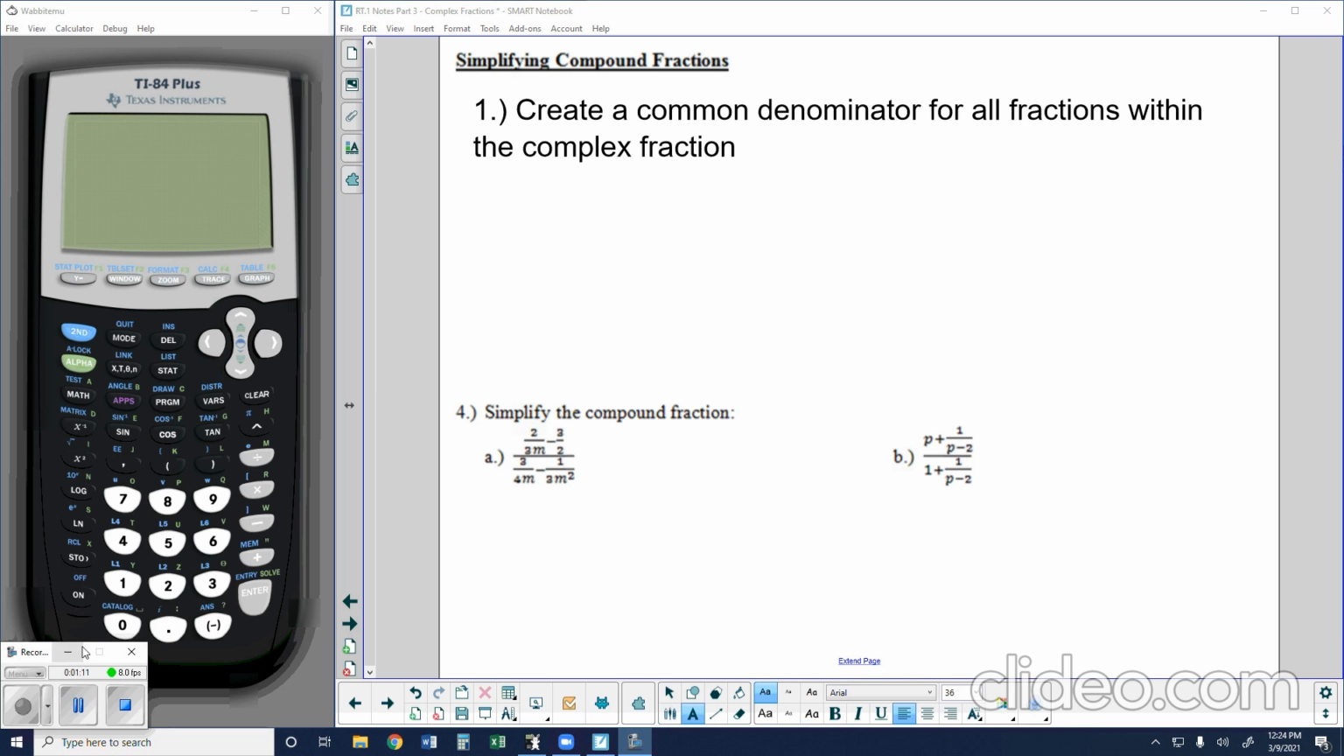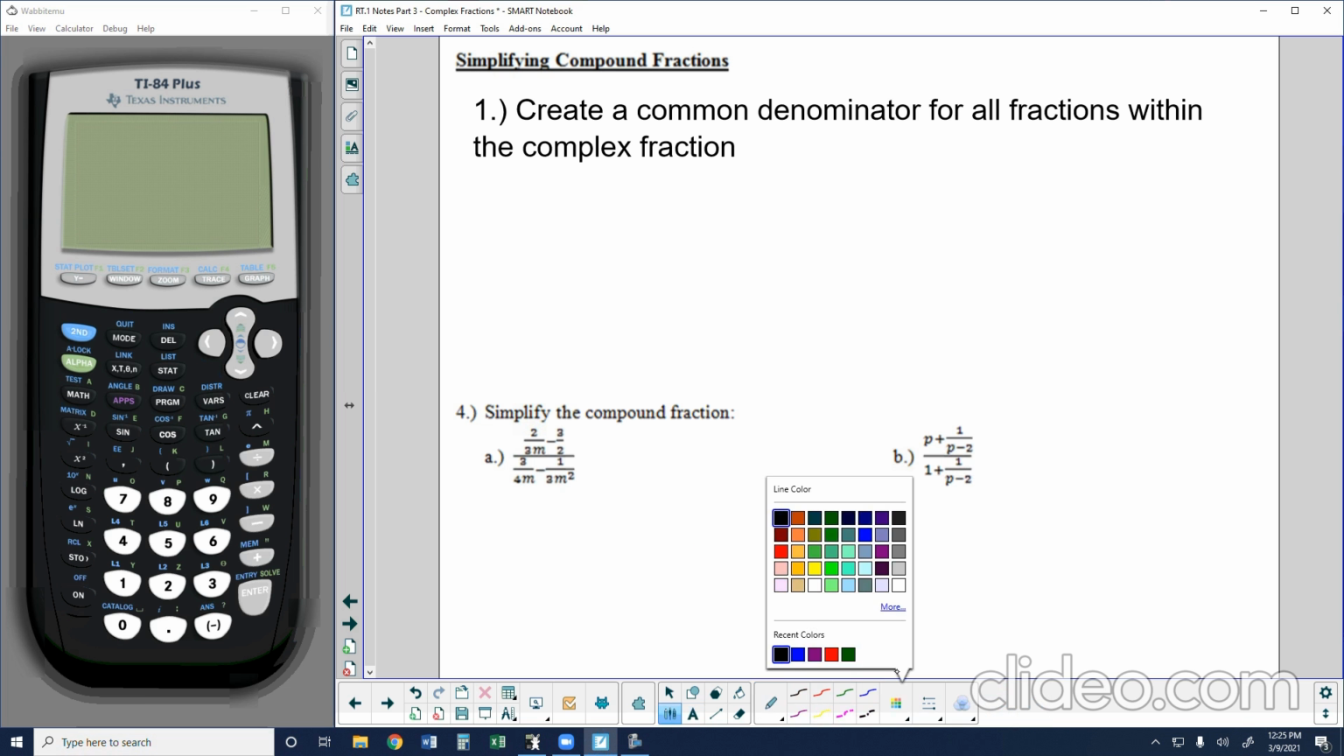So step number 1 in this process would be to create a common denominator for all of the fractions within the complex fraction. So if we take a look at 4a, we see 4 fractions there. So step number 1 is to make sure all of them have the same denominator. And if I take a look at the denominators, I have 3m, I have 2, I have 4m, and I have 3m squared. So first I'm going to take a look at the integers.